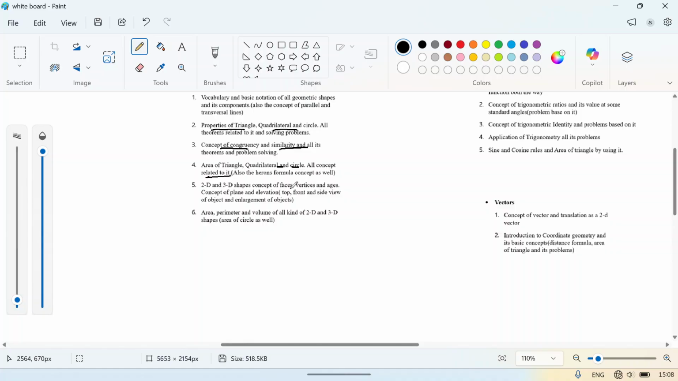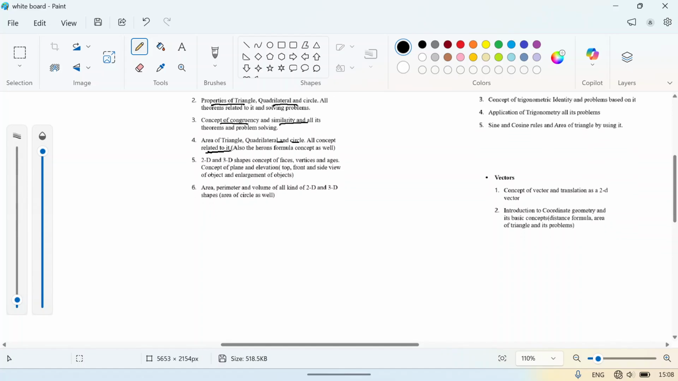What does it mean by the faces, vertices and edges of any 2D or 3D figure? We are going to learn that in this session, and also we learn about the concept of plane and elevation. In the last topic we cover the area, perimeter and volume for 2D and 3D shapes and what are its formula, and we are going to solve some problems related to it, some practical problems.